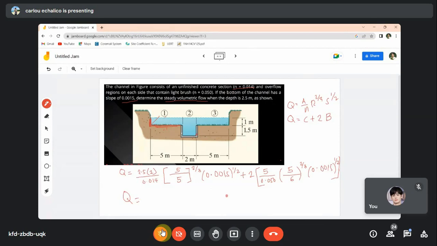So our total discharge in this problem is 20.7 cubic meters per second. Okay?